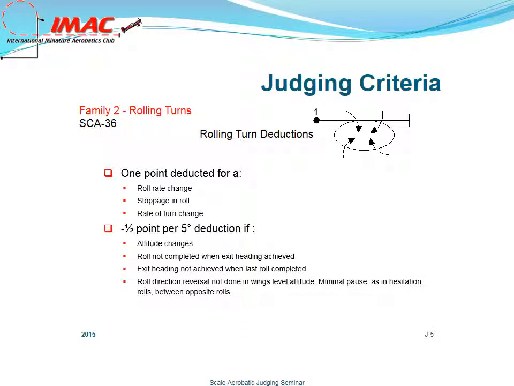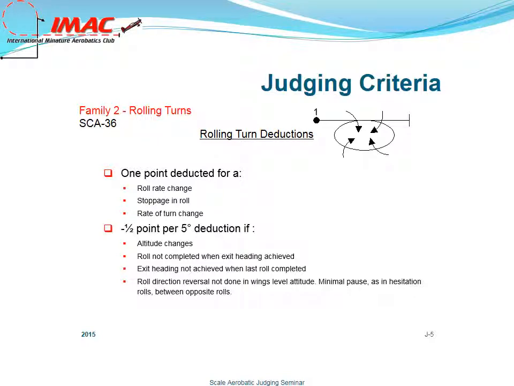Downgrades of 1/2 point per 5 degrees are applied for any of the following conditions: an altitude change, any portion of a roll not yet completed when the aircraft reaches exit heading, any portion of the turn remaining when the aircraft has completed the final roll, or roll reversal not done with wings level. In the case of alternating rolls, the pause at the reversal of direction must be minimal. When observing altitude, judges must keep in mind the apparent aircraft descent or climb as it travels away and toward the judges respectively.